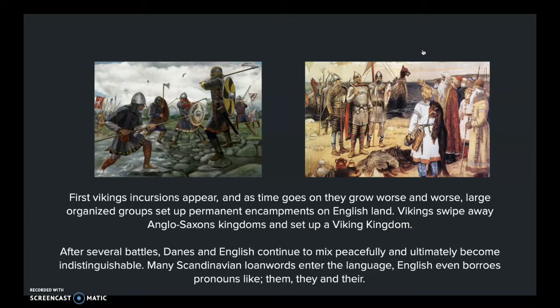Some of the words that derive from the Norse include sky, egg, cake, skin, leg, window, husband, fellow, anger, flat, ugly, just to name a few.